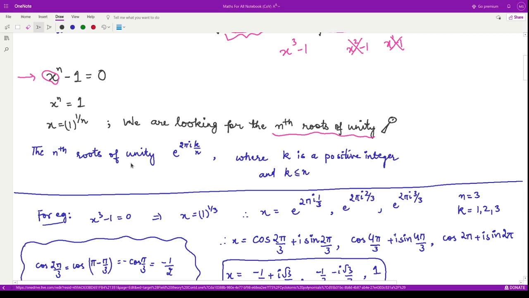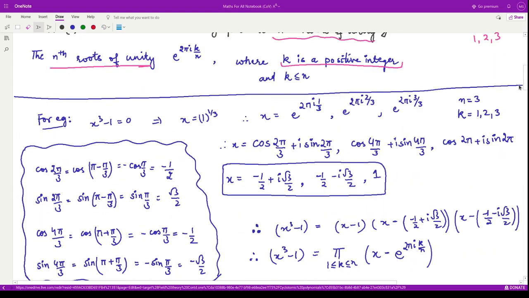Likewise, you might have studied in complex analysis that the nth roots of unity are given by e to the power 2 pi iota k upon n, where k is also a positive integer, and it is less than or equal to n. That means if n is 3, k could be 1, 2, 3, right? So we can have a look at an example.